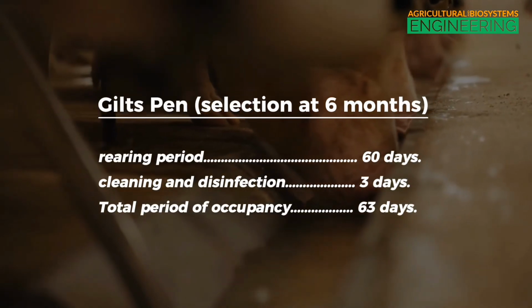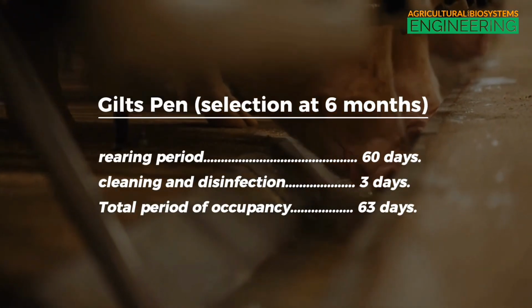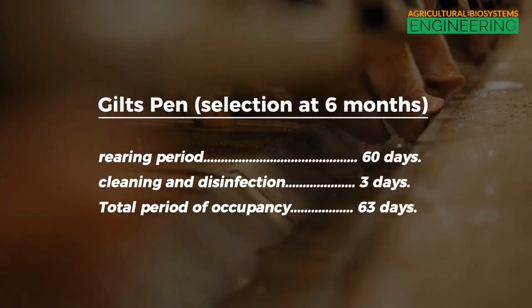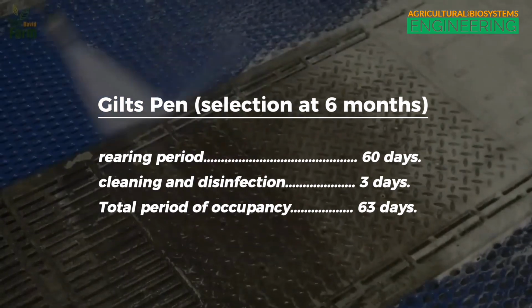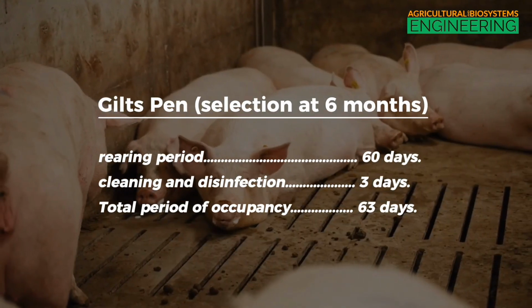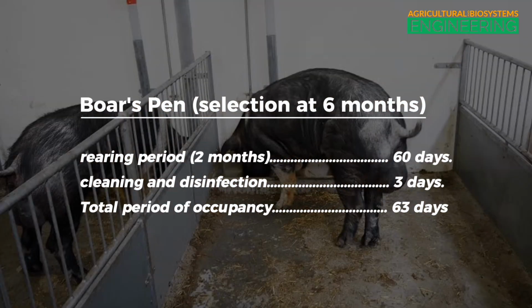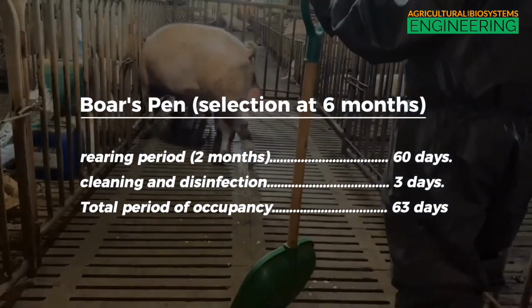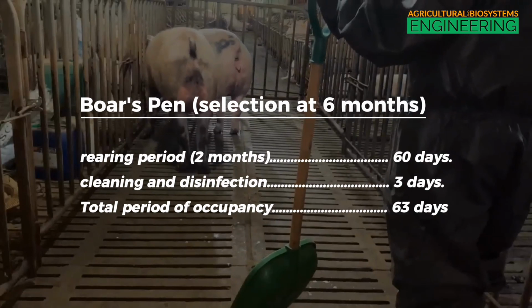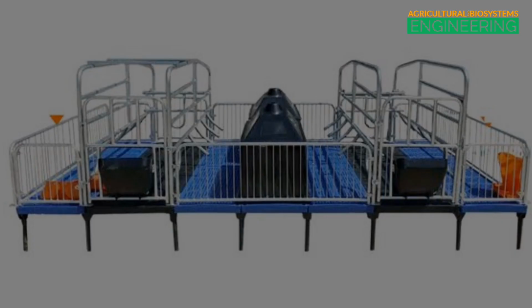Gilts pen selection at 6 months. Rearing period 60 days. Cleaning and disinfection 3 days. Total period of occupancy 63 days. Boar's pen selection at 6 months. Rearing period 2 months, 60 days. Cleaning and disinfection 3 days. Total period of occupancy 63 days. Formula for the computation of the number of pens.